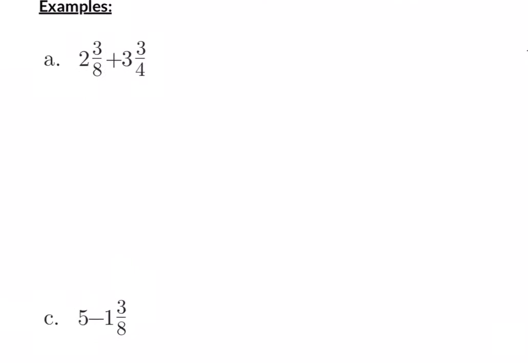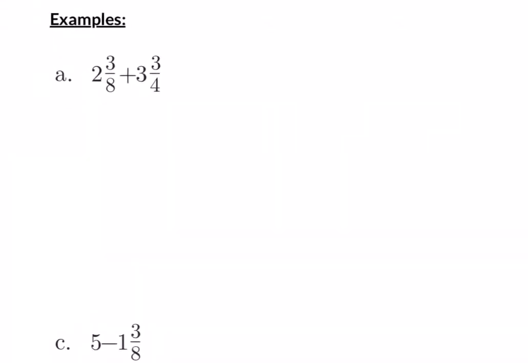Okay, let's start with example A. We have 2 3/8 plus 3 3/4. Again, we're going to start with our estimate. Three-eighths is less than 1/2, so we're going to round down to 2. 3/4 is bigger than 1/2. We're going to round up to 4. If we add, we get 6.